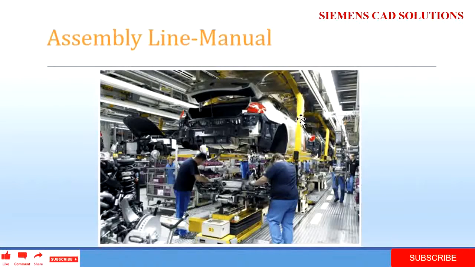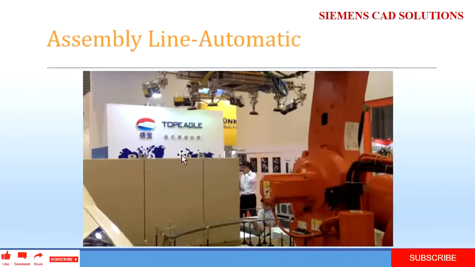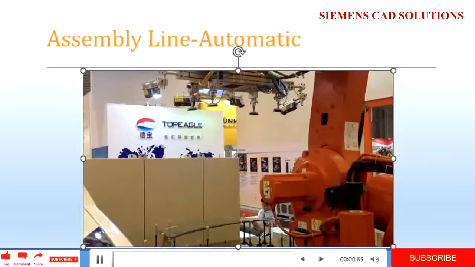So this platform depends upon the vehicle size. If it is an SUV, they will have a separate platform. If it is a sedan, they will have a separate platform. If it is a hatchback, they will have a separate platform. So while moving itself, this person needs to fit the part in the vehicle. This one is the automatic one. The previous one we have seen.